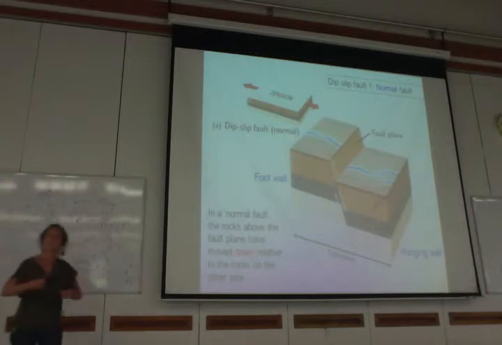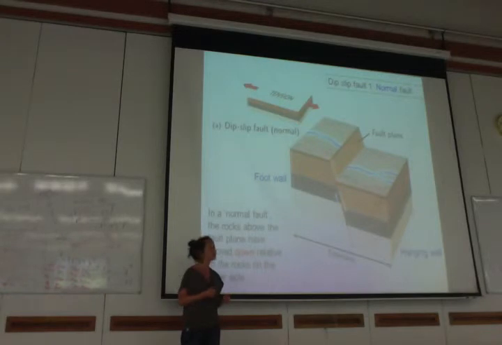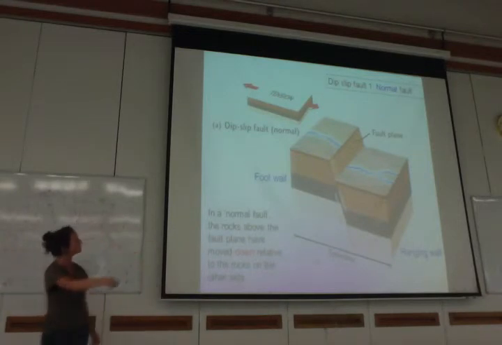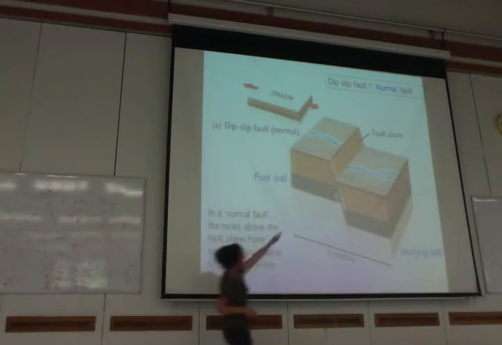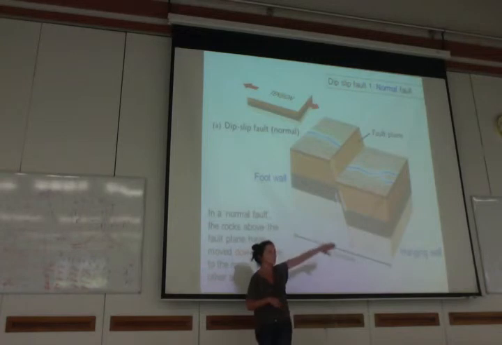So where we have tension in the Earth's crust, the type of dip slip fault that we produce we call a normal fault. This is because they're more common, but I wouldn't exactly call them normal, but they're called normal faults. And just to give you a few terms that we use to describe faults, so here we have our fault plane, which is the plane along which the movement occurs.